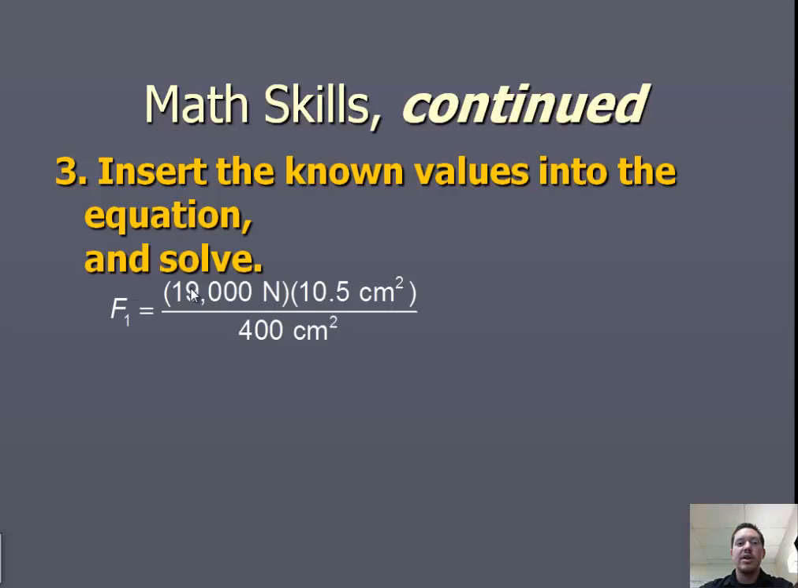So we can plug in our known values. 19,000 newtons is the force of the car, times 10.5 square centimeters, which was area 1, divided by 400 square centimeters, which was area 2. Doing the math, we end up with 500 newtons of force that we have to apply to lift this 19,000 newton car.